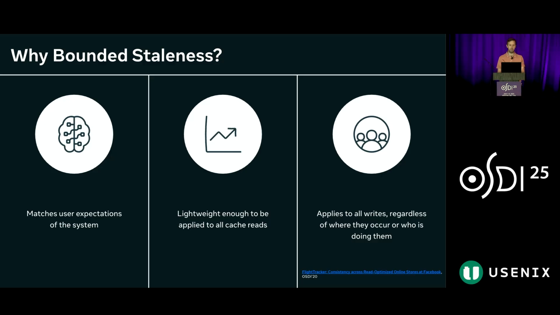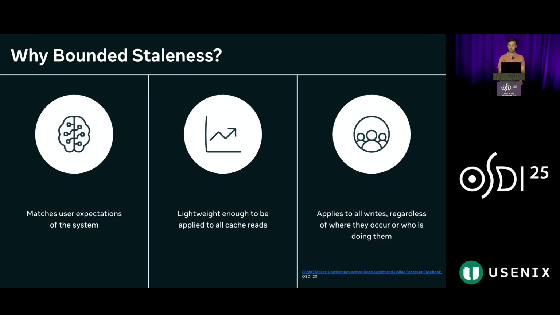So why do we want to provide bounded staleness? First, bounded staleness is an intuitive semantic for users. Most users expect there's some delay in the system. What's surprising is when there's unbounded delay, leading to issues that persist indefinitely. Bounding this delay avoids these behaviors.